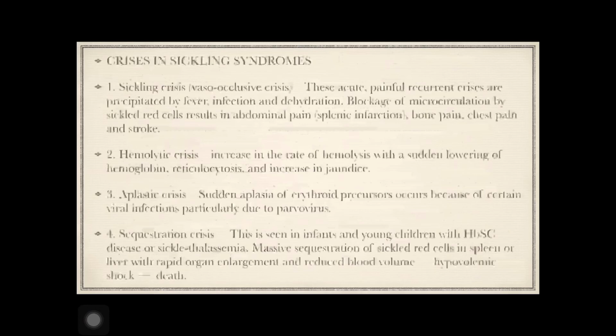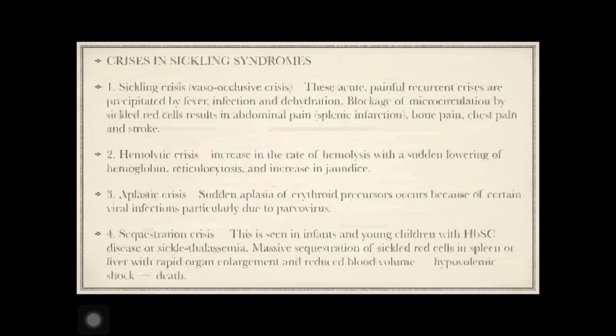Hemolytic crisis. When there is an increase in the rate of hemolysis with sudden lowering of hemoglobin, reticulocytosis, and there is increase in jaundice. In patients who have G6PD deficiency, it will lead to a hemolytic crisis as well. Aplastic crisis, that is sudden aplasia of erythroid precursors, occurs because of certain viral infections due to parvovirus B19. They usually recover in 5 to 10 days. The bone marrow shows giant proerythroblasts with intranuclear inclusion and basophilic cytoplasm with tongue-like protrusions.